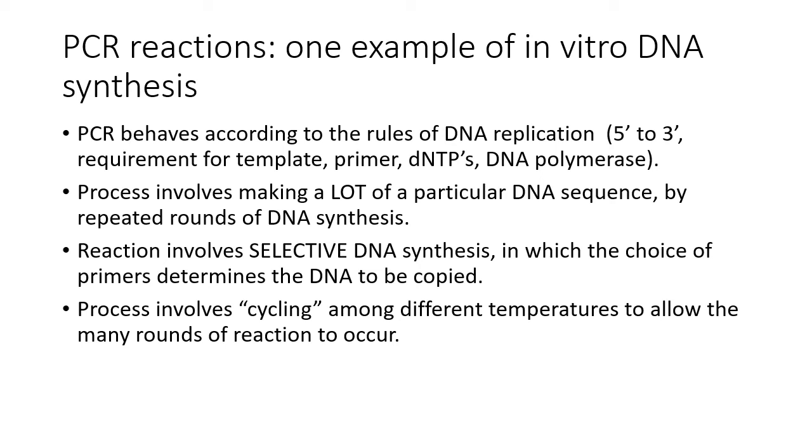Okay, the other thing that's very important is it's selective. PCR will only synthesize DNA in response to a primer that's bound to a template. So we have to decide what primer we're going to use in order to select the region to be copied. So if that's the only region in the DNA that binds the primer, that will be the only region that's synthesized. The polymerase will ignore the rest because it needs to have a primer. So the choice of primer determines what DNA is to be copied or amplified in a PCR reaction. Okay, and it also involves cycling among different temperatures for reasons that we will see.